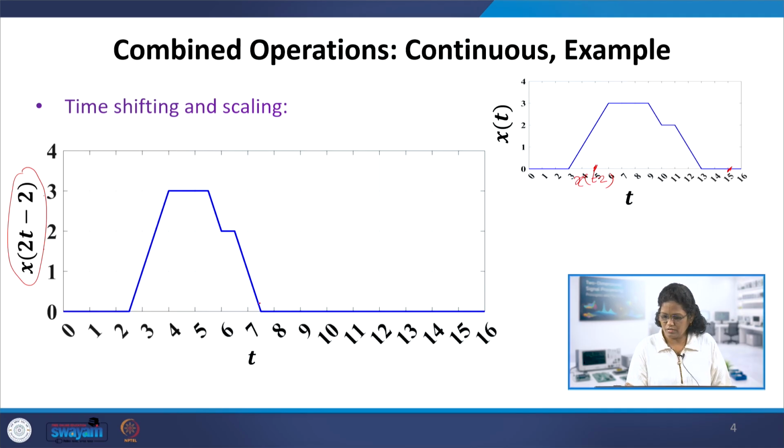The signal is now compressed because of this multiplication, giving 2t minus 2. So the multiplication factor a is greater than 1, and the output which we get is the compressed signal. At the same time, it was delayed by 2 time units as well. So this is the combined operation on x of t, that is x of 2t minus 2.